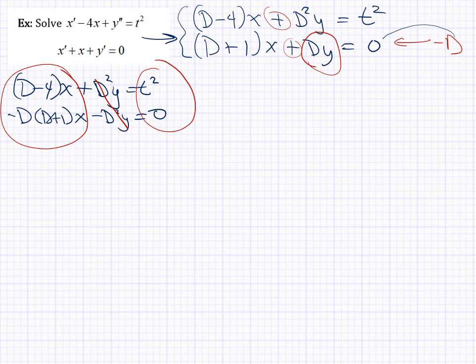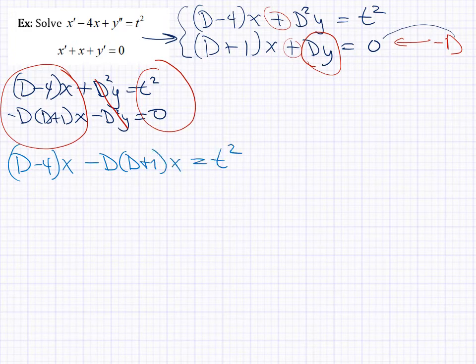So what do I get? I get D minus 4 x minus D times D plus 1 x equals t squared. So I have to distribute all this out and collect like terms. So I have Dx minus 4x minus D squared x minus Dx equals t squared.